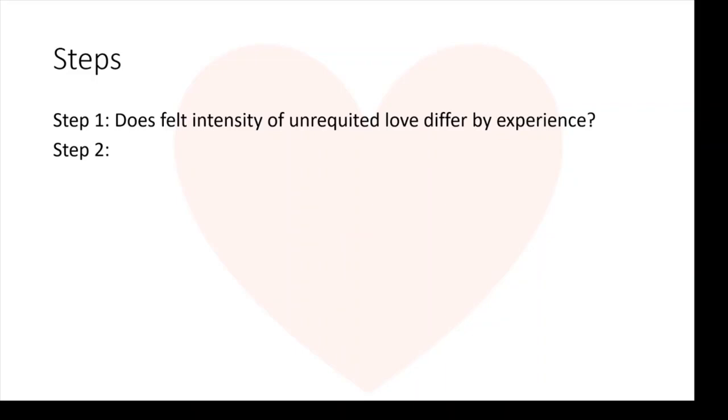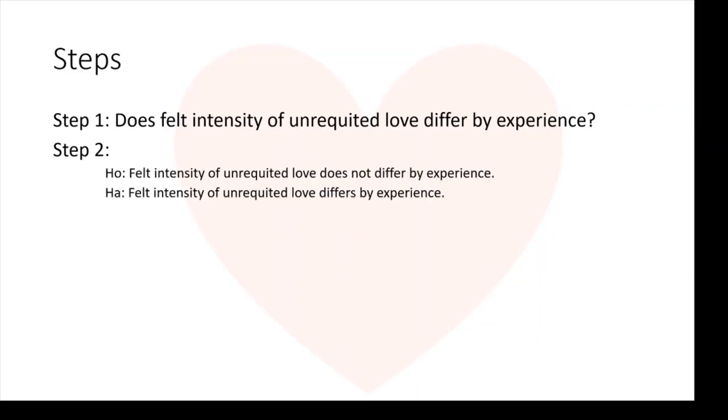So for step 2, if I were going to do the steps we've been doing in the past, we could say for the null, felt intensity of unrequited love does not differ by experience. And then for the alternative, felt intensity of unrequited love differs by experience. Notice this rule still works for us. Let's see how this would look as symbols. So the null would be mu1 = mu2 = mu3, where 1, 2, and 3 stand for current, retrospective, and imagined. But notice that for the alternative, I'm not writing mu1 does not equal mu2 does not equal mu3.